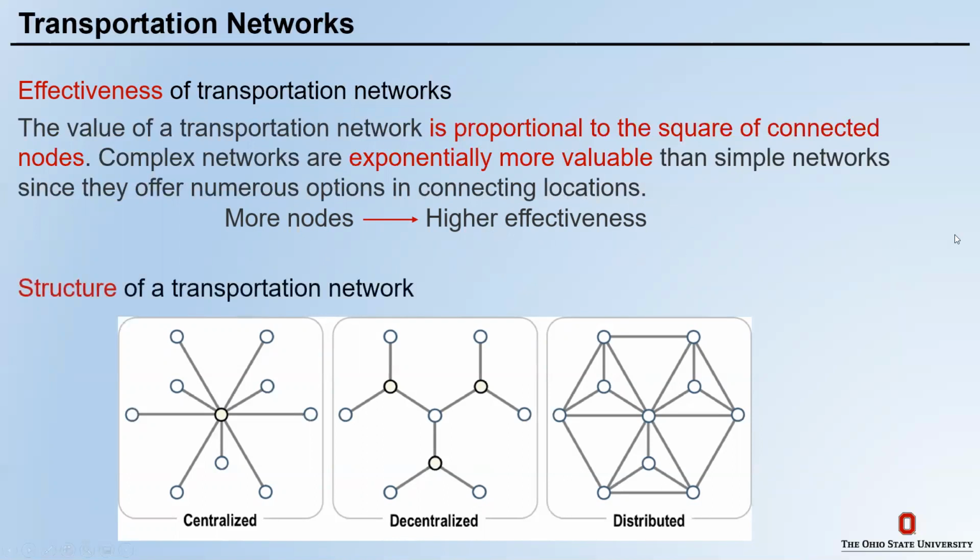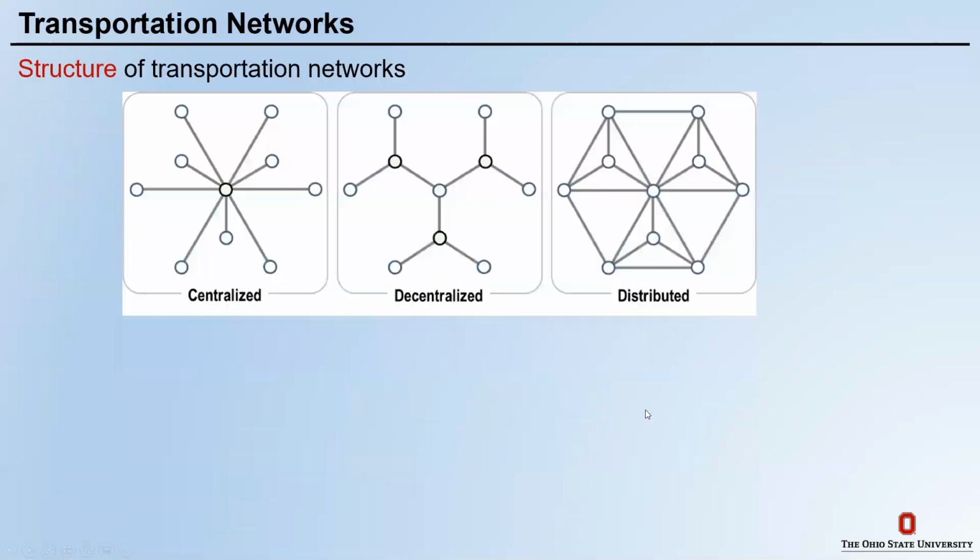And here, let's talk about the structure of a transportation network. Okay, after effectiveness, because in summary, in order to address effectiveness of transportation networks, you can simply use the number of nodes to address that. Okay, structure is more complex. So typically we have 3 types for structure of a transportation network. It could be a centralized network, it could be a decentralized network, or it is something called distributed network.